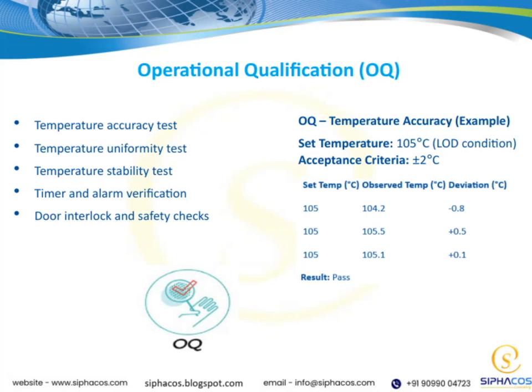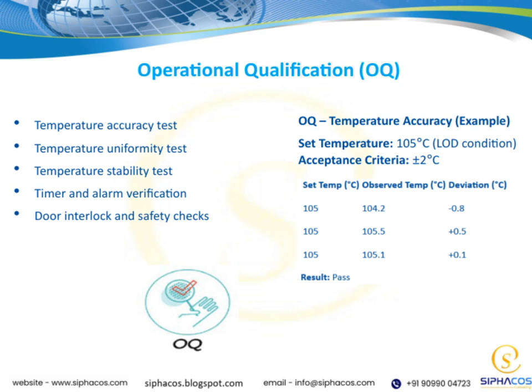Let's take a closer look at the temperature accuracy example in our operational qualification, or OQ. Here, we set the temperature to 105 degrees Celsius under LOD conditions, and our acceptance criteria are within plus or minus 2 degrees Celsius. This means we need to verify that the equipment maintains that temperature accurately within this range.